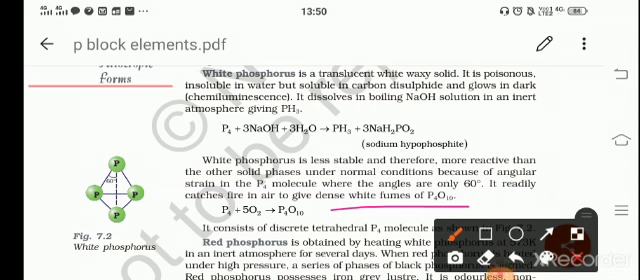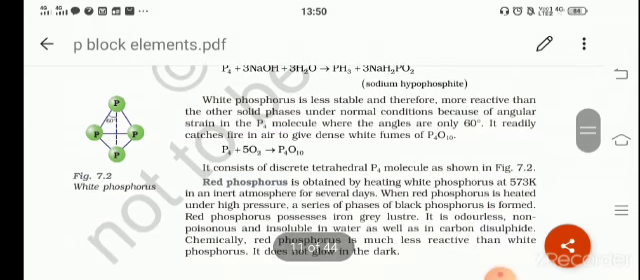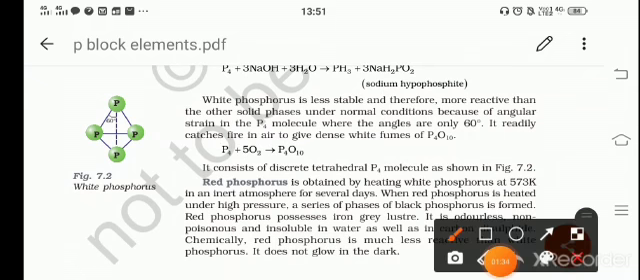It reacts easily. The reason is its structure, a strained structure with weak bonding, where the bond angles are 60 degrees. That is why it is considered a strained structure, and it easily decomposes in air to give dense fumes of phosphorus oxide. It consists of a tetrahedral structure as shown in the diagram.